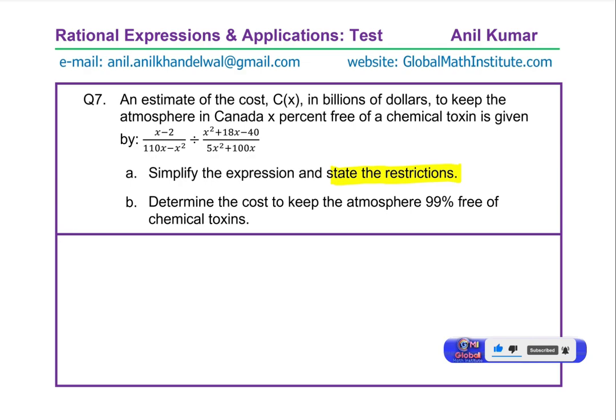And part B is, determine the cost to keep the atmosphere 99% free of chemical toxin. So once you simplify this expression, then you have to solve this word problem. It's not that bad. You're straight away given a statement which tells you to divide. And remember, when you write restrictions for such a division of rational functions, you have to give restrictions for both the numerator and denominator of the divisor.